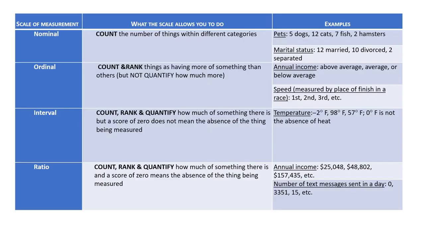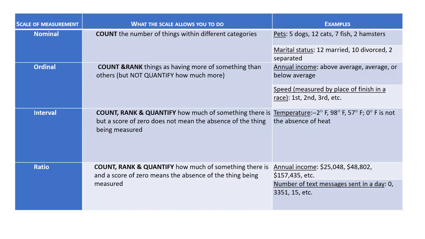Now we're going to walk through a few examples of how you can identify the different scales of measurement. As I said in the previous slide, the scale of measurement helps you determine what type of statistic you can perform on that variable. A nominal scale of measurement is the least precise.